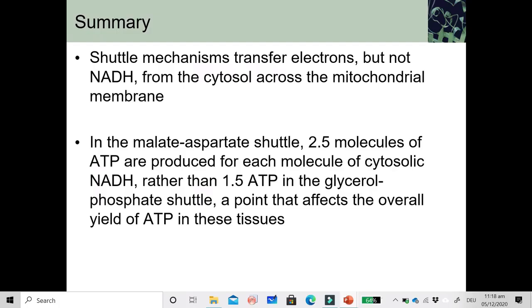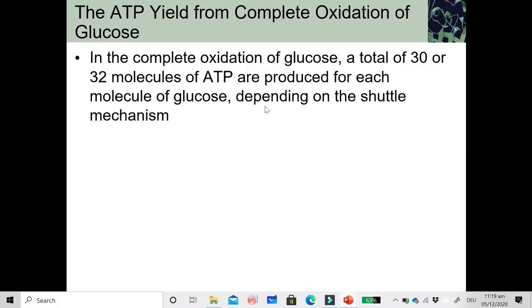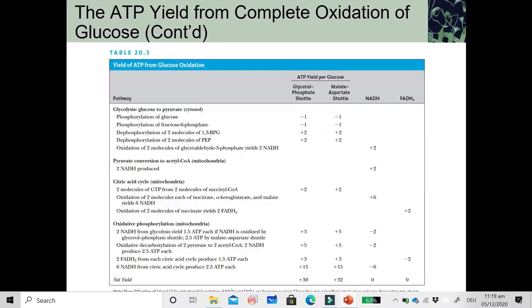The shuttle mechanisms transfer electrons but not NADH from the cytosol across the mitochondrial membrane. In the malate aspartate shuttle, 2.5 molecules of ATP are produced for each molecule of cytosolic NADH, rather than 1.5 ATP in the glycerol phosphate shuttle, a point that affects the overall yield of ATP in these tissues. In the complete oxidation of glucose, a total of 30 or 32 molecules of ATP are produced for each molecule of glucose, depending on the shuttle mechanism. If you're talking about the glycerol phosphate shuttle, you're going to generate a total of 30. If you're using the malate aspartate shuttle, you're going to generate a total of 32 ATP.